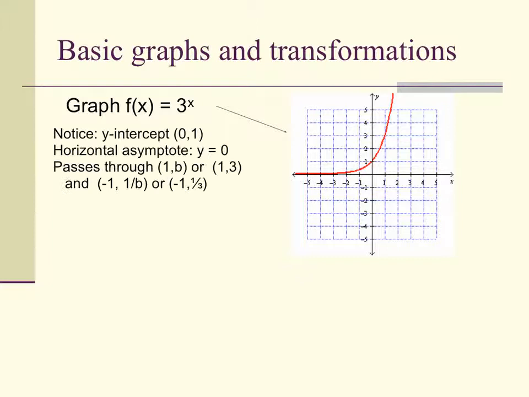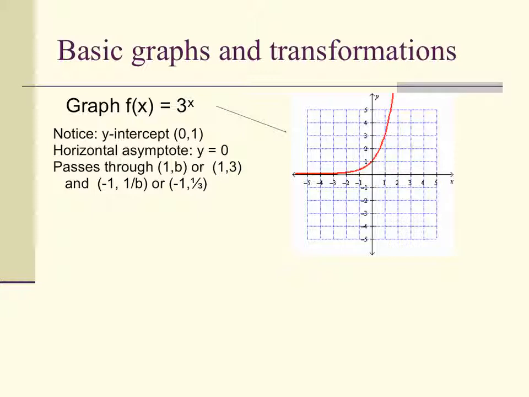Now, looking at the y-intercept. The y-intercept is always 0, 1 for an exponential function that has not been translated up or down or left or right. The reason being, when x is 0, anything to the 0 power is 1. So that's one point you can always know on an exponential function. It also has a horizontal asymptote at y equals 0, which is the x-axis.